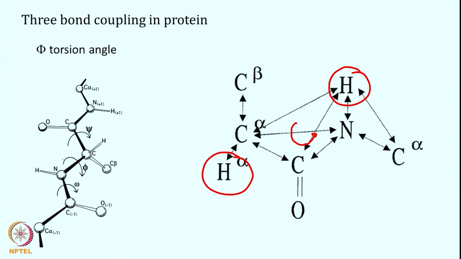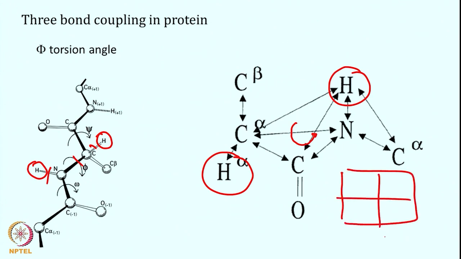So, this is actually the phi torsion angle. So, what are we measuring? The coupling constant between these two protons, and this is 3 bond: 1 bond, 2 bond and 3 bond. So, by measuring this 3 bond coupling, one can determine the phi torsion angle, and if you remember your basic Ramachandran plot, it is between phi and psi. So, the phi axis and psi axis go from minus 180 through 0 to plus 180.